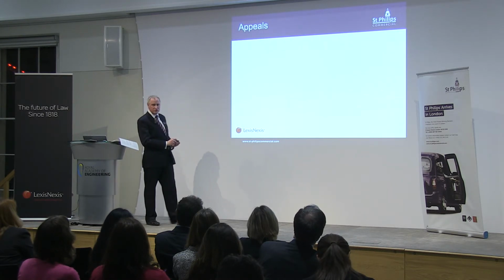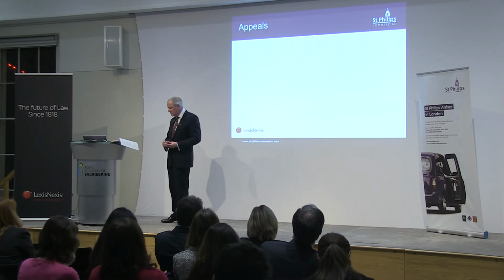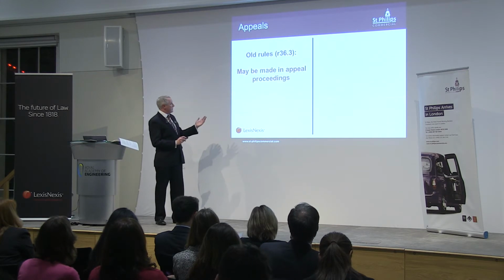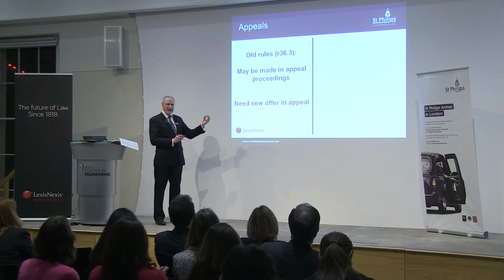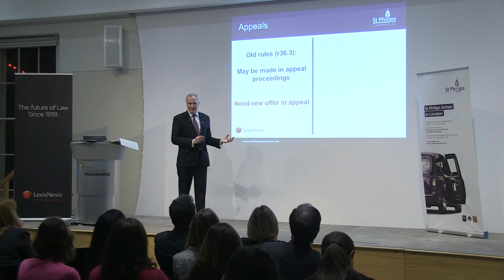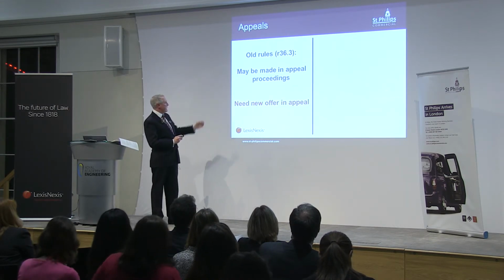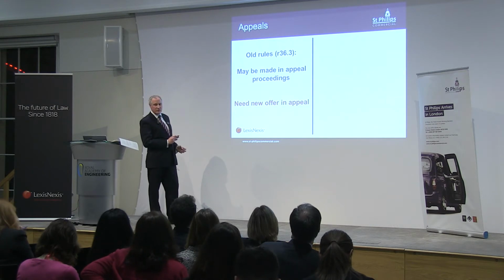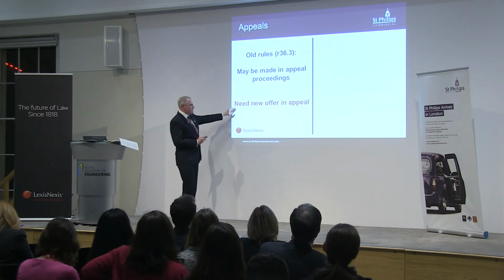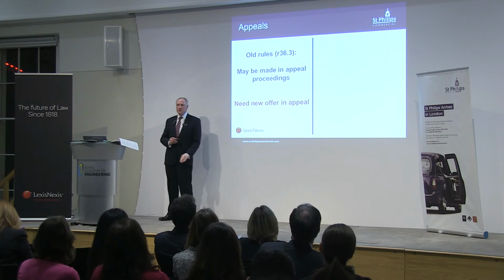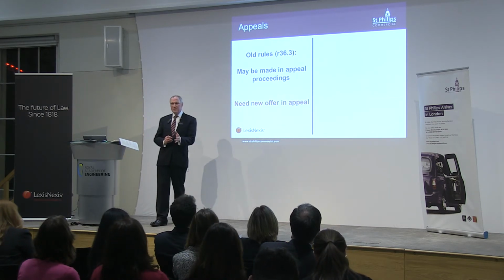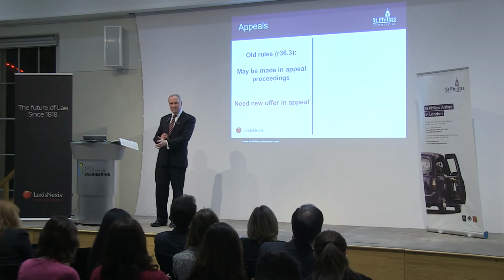That's counterclaims. I want to talk about appeals briefly. I'll quickly bring up the old rules here. It was there. You had to look in several places to find it, but you can, at the moment, make Part 36 offers in appeal proceedings. You do need to make a new offer in the appeal proceedings. The offer you've made at first instance does not automatically apply to the appeal, so you need to, as I say, make a new one.